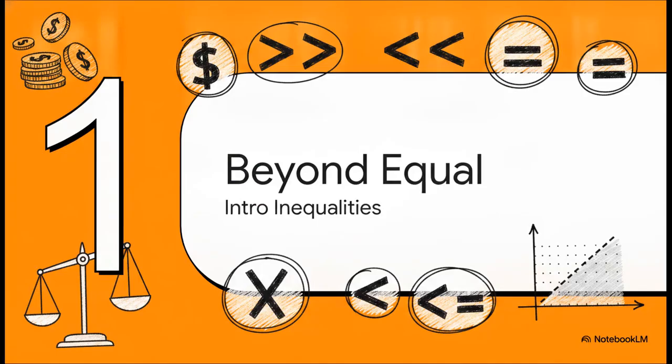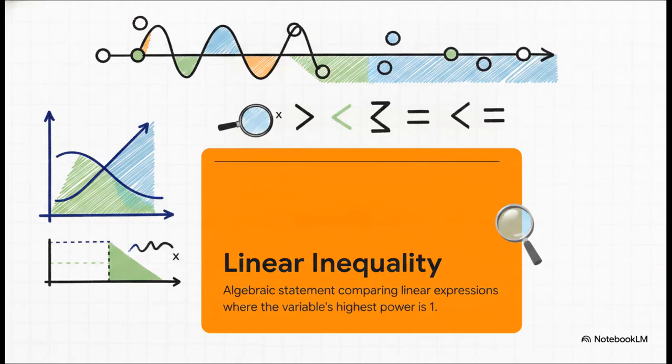That brings us to Section 1, Beyond Equal, Introducing Inequalities. Simply put, a linear inequality is an algebraic statement that compares two linear expressions. But instead of a perfectly balanced equal sign in the middle of your formula, it uses inequality symbols. And it's called linear for a very specific reason. The highest power, or exponent, of our variable is exactly 1. So you won't see any squared or cubed variables here. Fundamentally, we're looking at a non-equal comparison.